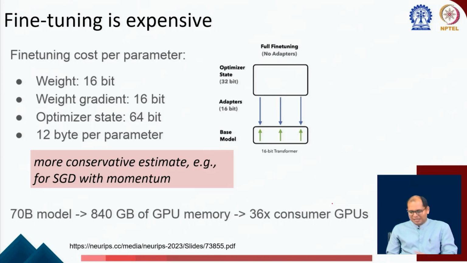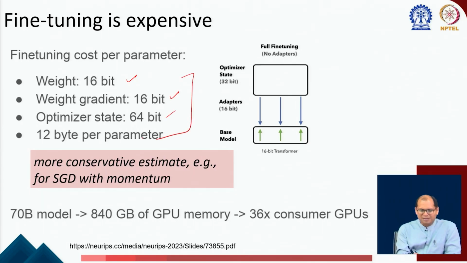So now this is from the slides of the QLoRA paper. They did a little bit more conservative estimate, where they said, okay, let's use SGD with momentum. You don't need to store variance. So they found that for weights you need 16 bits. So same as ours, gradient 16 bits. Optimizer state they were doing 64 bits. We were doing more. So even then you need 12 bytes per parameter, right?